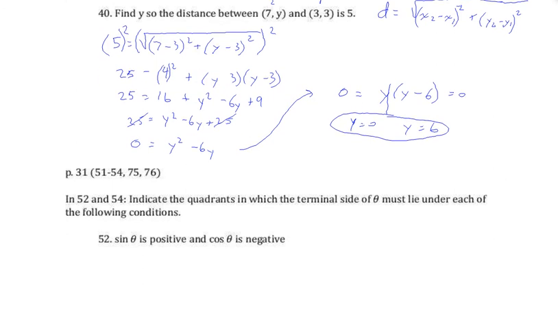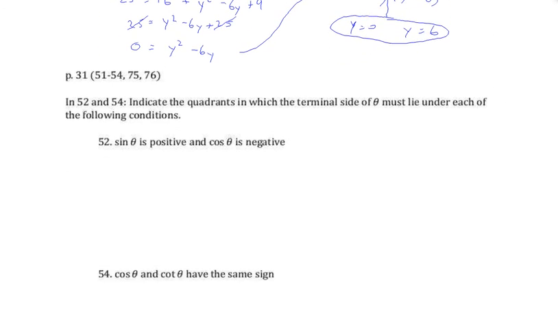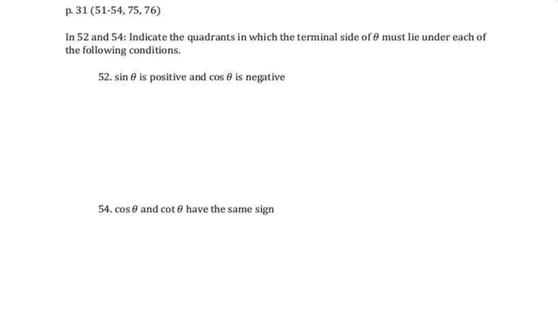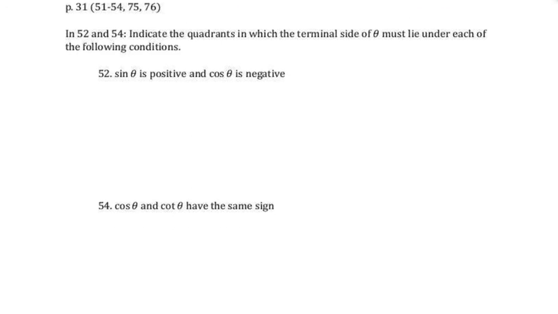Continuing on to the next section. We're going to look at 52 and 54 sort of together, as in both of these questions we're looking to find which quadrant or quadrants the terminal side of theta must be in order, first, that sine theta is positive and cosine is negative. Well, I'm going to think about the coordinate grid.